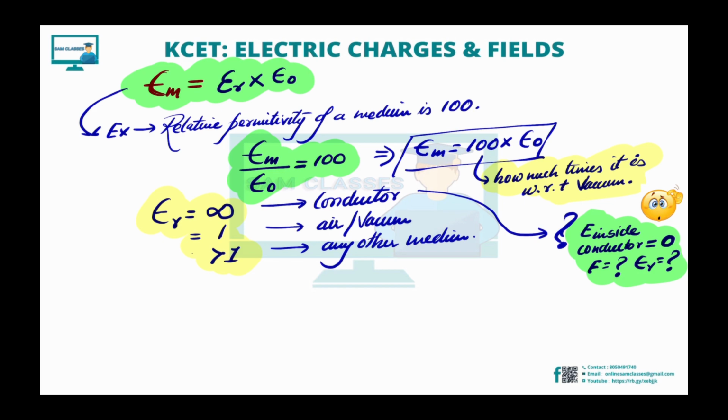So if somebody says that the permittivity of, let's say, water is this much, it means whatever the value is, let's say the permittivity of water, a rough value, is 7.